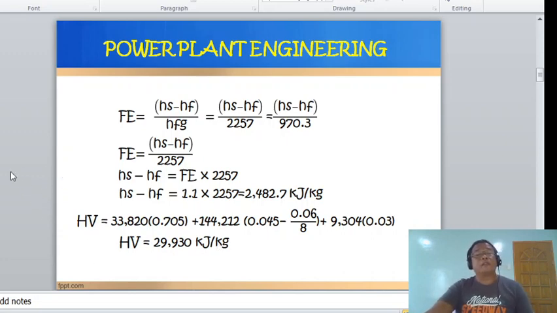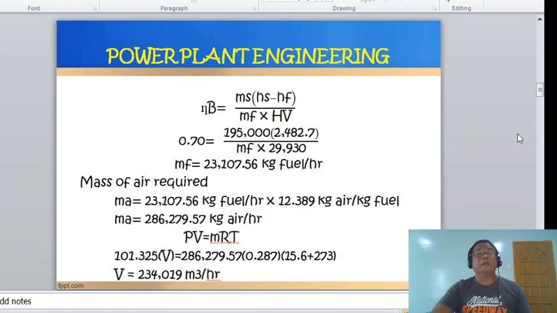Determining the heating value of the fuel, we have also the Dulong's formula. That is 33,820 multiplied by 0.705, the percentage of carbon, plus 144,212 multiplied by the percentage of hydrogen minus the percentage of oxygen over 8, plus 9304 multiplied by the sulfur content. So the heating value now is equivalent to 29,930 kilojoules per kilogram.